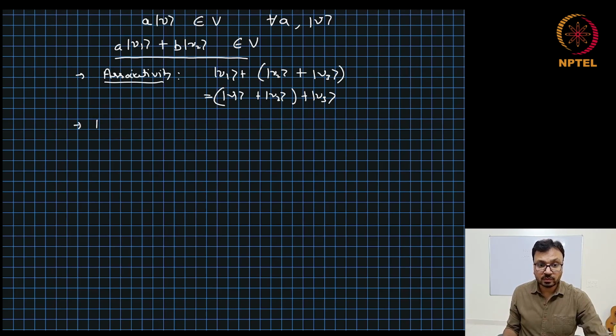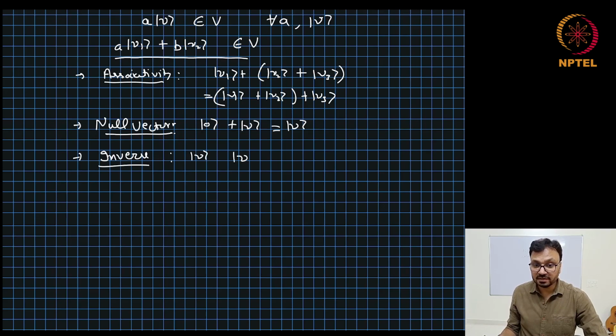Then there is a requirement of a null vector. There should exist a vector, we call it 0, such that if we add it to any vector v, the resultant is the vector v. So 0 should also exist in this set. And if there is a null, there will be an inverse. The inverse vector for a given vector v, we define by v bar, such that v plus v bar is the null vector.